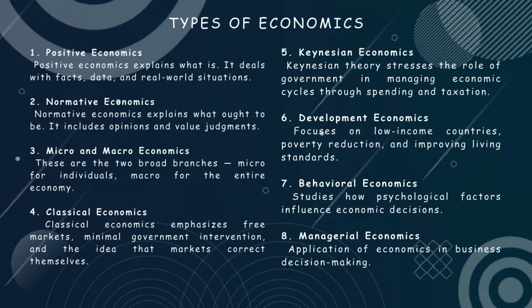2. Normative economics. Normative economics explains what ought to be. It includes opinions and value judgments. 3. Micro and macroeconomics. These are the two broad branches, micro for individuals, macro for the entire economy. 4. Classical economics. Classical economics emphasizes free markets, minimal government intervention, and the idea that markets correct themselves. 5. Keynesian economics. Keynesian theory stresses the role of government in managing economic cycles through spending and taxation.